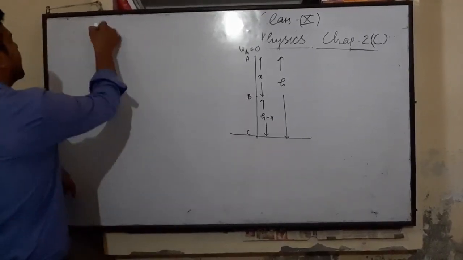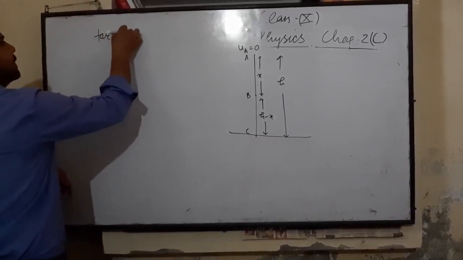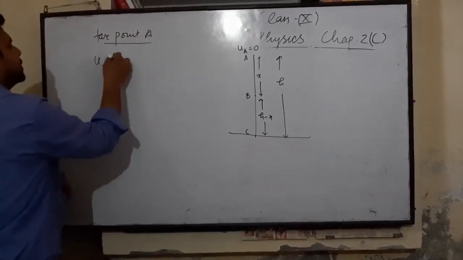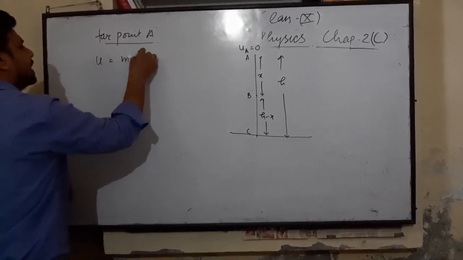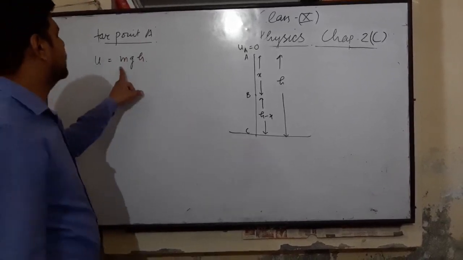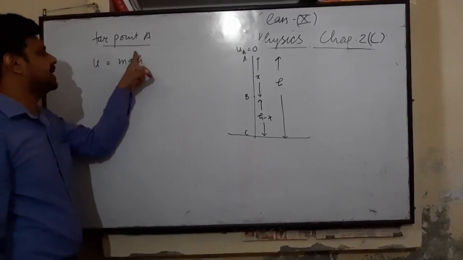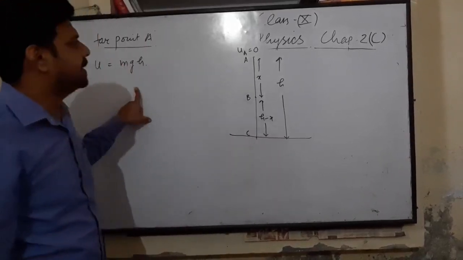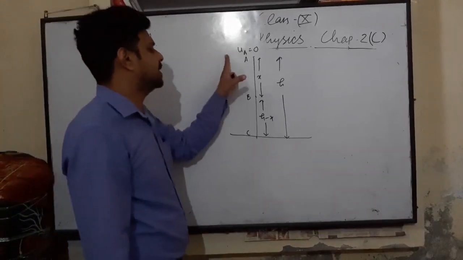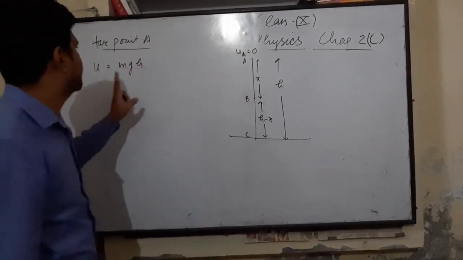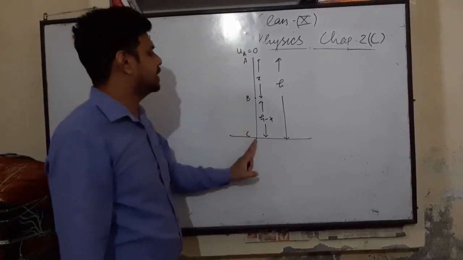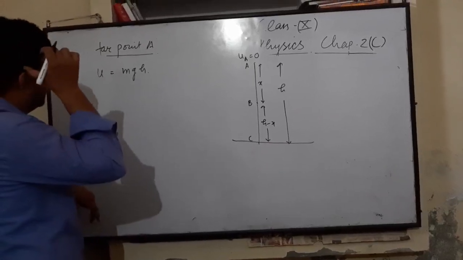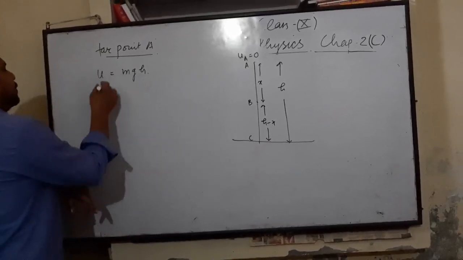So for point A, the potential energy will be mgh. In the formula for potential energy, h is the height of the position of the object above the ground. It is the distance between the object and the ground. So at point A, the distance between the object and the ground is h, and the potential energy at point A is mgh.